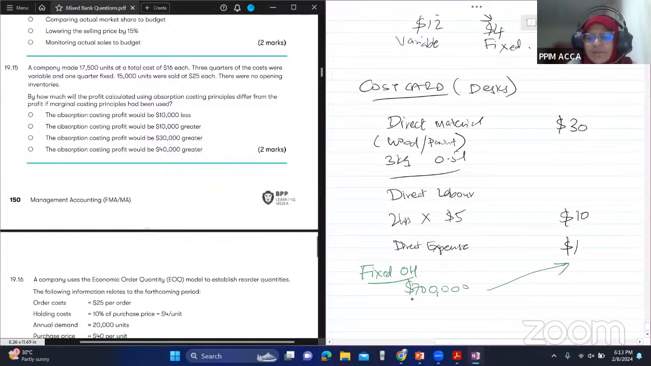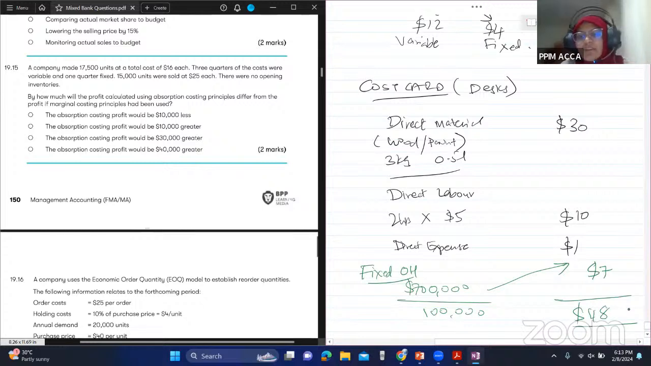Then we will figure out a way to incorporate this 700,000 into the cost unit. One way we can do that is to divide by the number of discs that we actually produce. Let's say we produce 100,000 discs. Then the fixed overhead that we allocate for one disc will be $7. Then we add all the costs together, 30 plus 10, 40, 41, 48. So we'll say the cost per disc is $48.